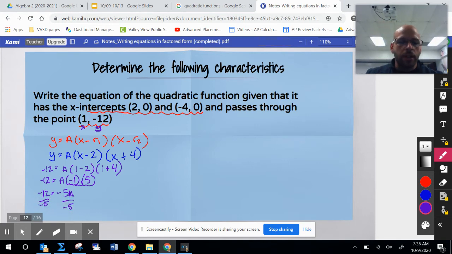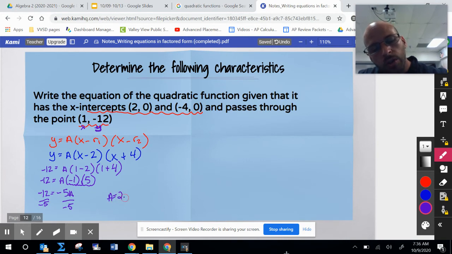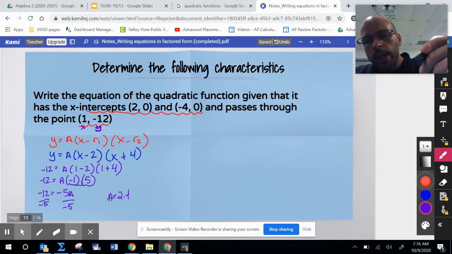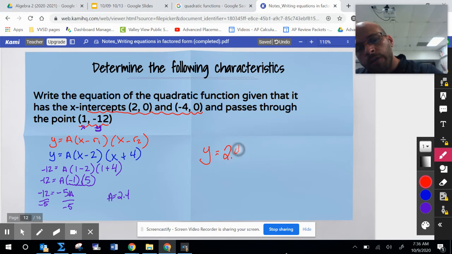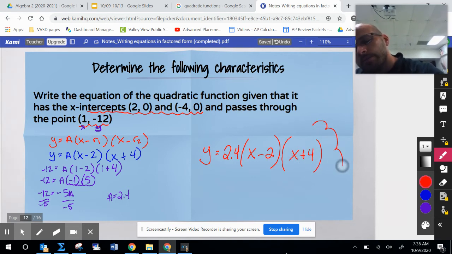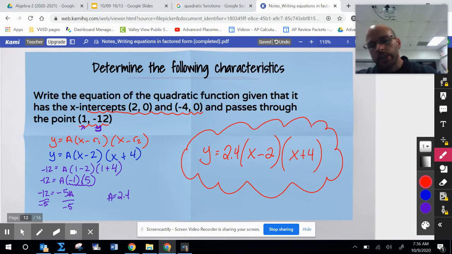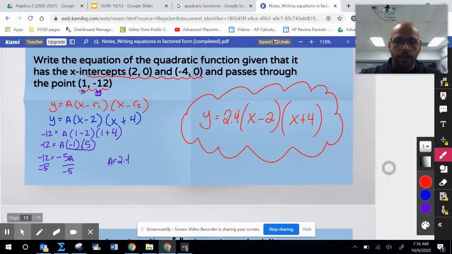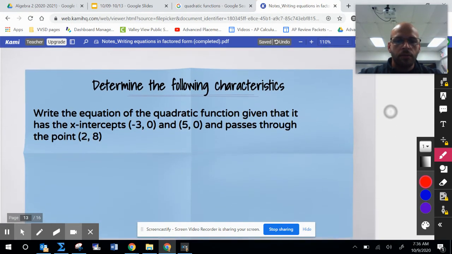So I'm going to use my calculator here. -12 divided by -5 gives me an a value of 2.4. Don't freak out if you get a little decimal there. That's okay. So my equation for this quadratic, given that description, is 2.4, that's the a value, times x minus my first x-intercept, which was at 2, so I used a -2, and then x plus 4. So this is the equation for my quadratic. I got another one. We're going to keep going.